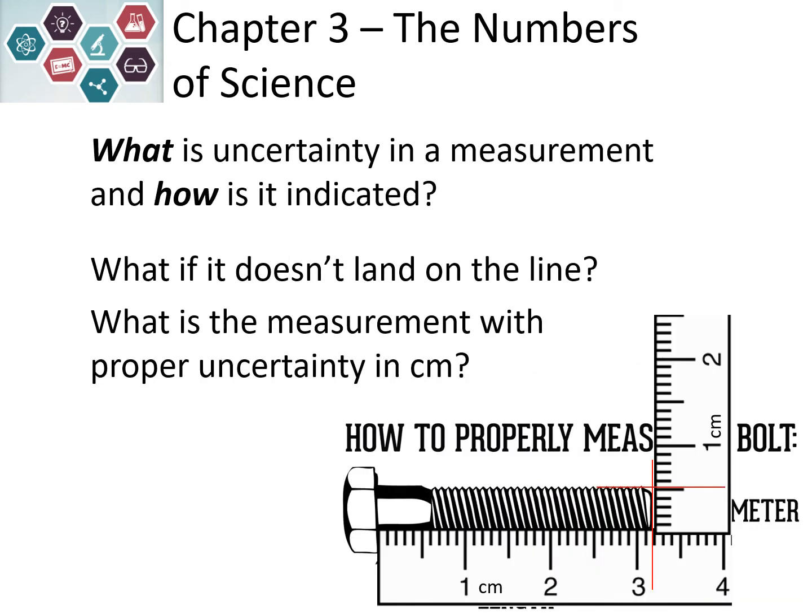What if it doesn't land exactly on the line? What do we do in that case? Well, that's where our estimation comes in. So we're going to look at the width of our bolt here. So we're looking at the ruler going vertically.